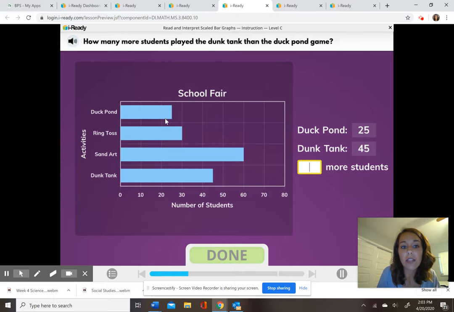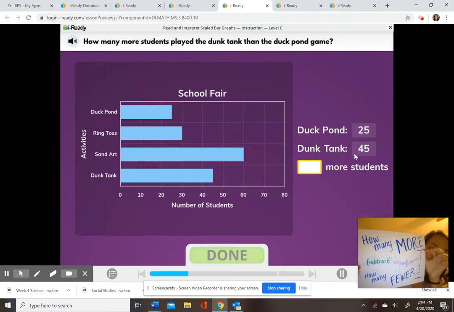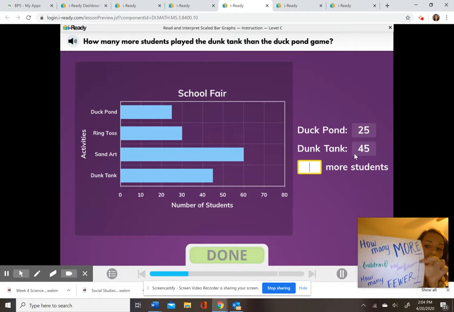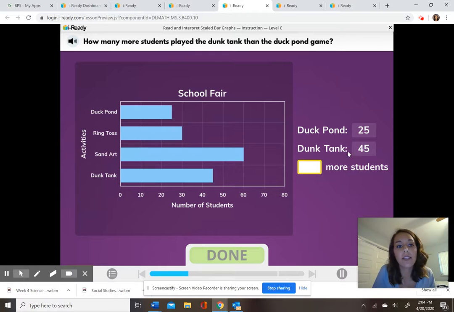The duck pond is halfway between 20 and 30, which is 25 right there. So I'm subtracting the two, 45 minus 25. So if it says how many more, I have two numbers, the high number, 45, the low number, 25, and I just want to know the difference. Same thing for how many fewer. If it says how many fewer students played at the duck pond than the dunk tank, you're still figuring out the jump in between the two numbers. Whether it says how many more or how many less, it still wants to know how much is in between those two numbers. So hopefully that makes sense.